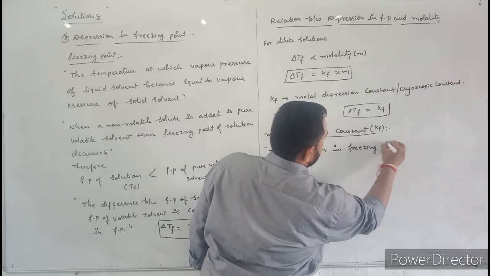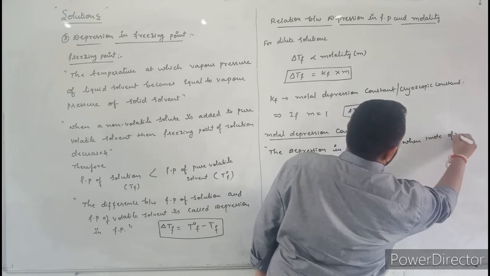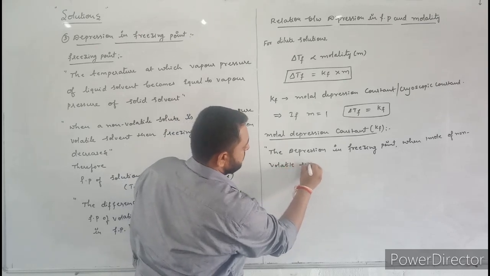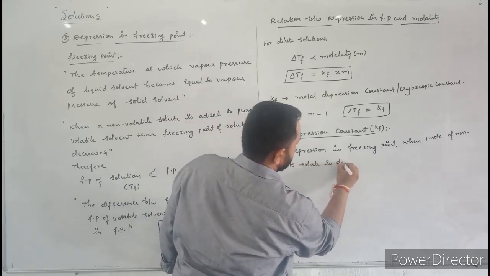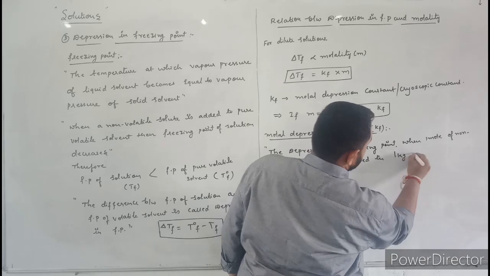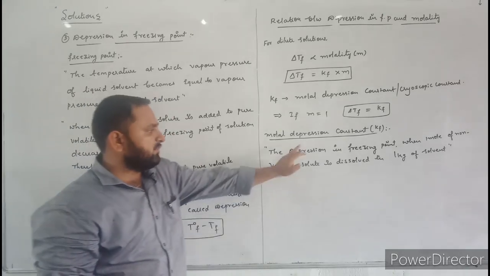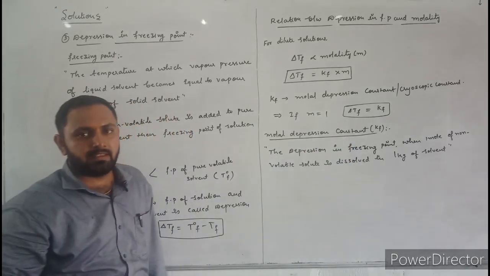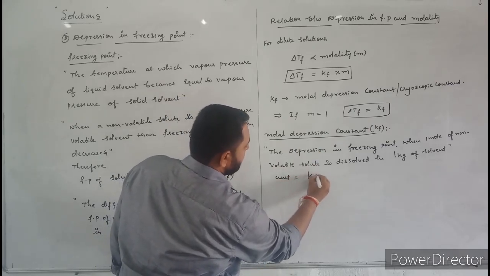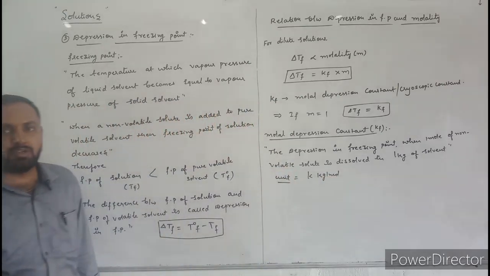The depression in freezing point, when 1 mole of non-volatile solute is dissolved in 1 kg of solvent, is called the molar depression constant. Here, now let us write the unit for molar depression constant. The unit is Kelvin kg per mole. This is the unit of molar depression constant.